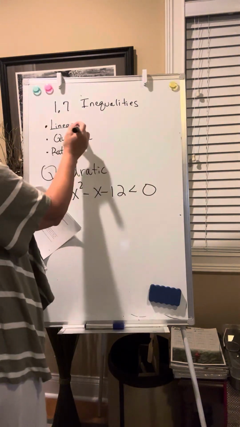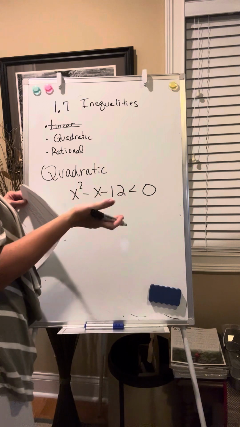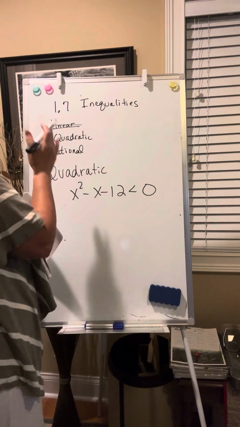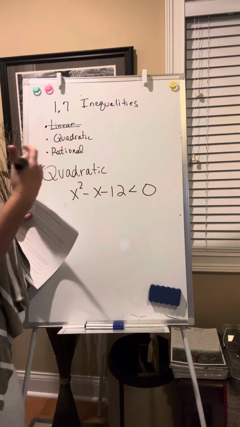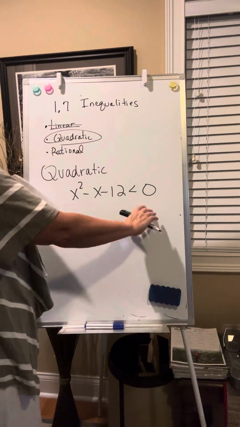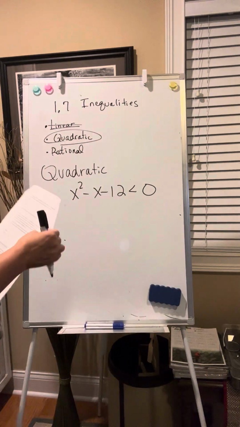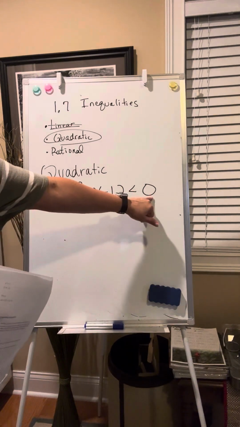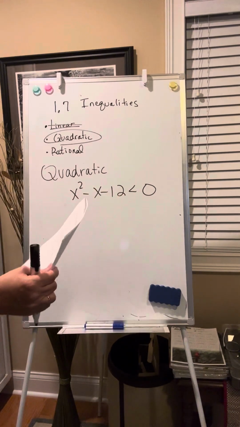So we talked about linears in the last one, and we learned really the only new thing about linears is if you divide or multiply by a negative, you'll flip the inequality. So now we're on to the quadratic. Here's an example of a quadratic with an inequality. Inequality means less than or greater than sign.